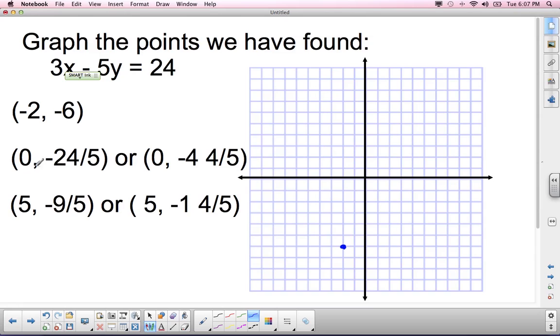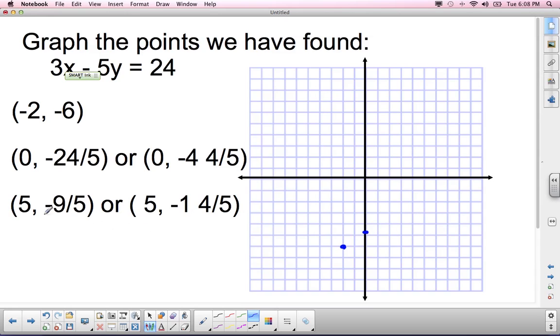Our second point was 0 and -24/5. It's easier to think about that in terms of a mixed number, so 0 and -4 and 4/5. So 0 on the x, down 1, 2, 3, 4, and 4/5 is almost, but not quite, -5.